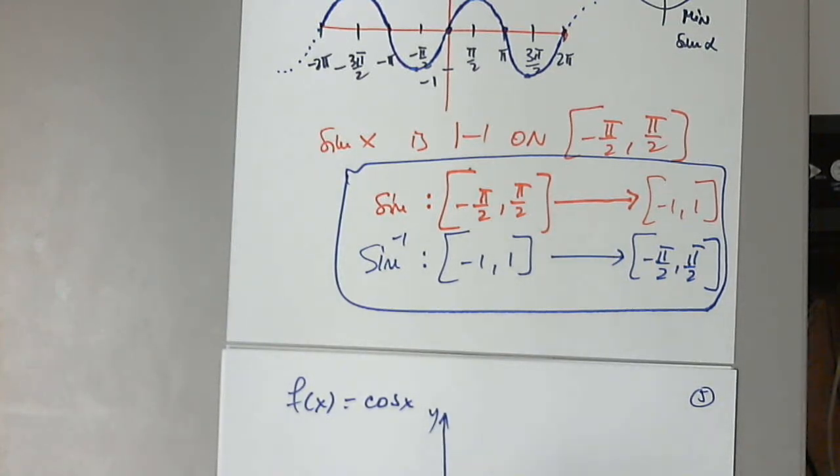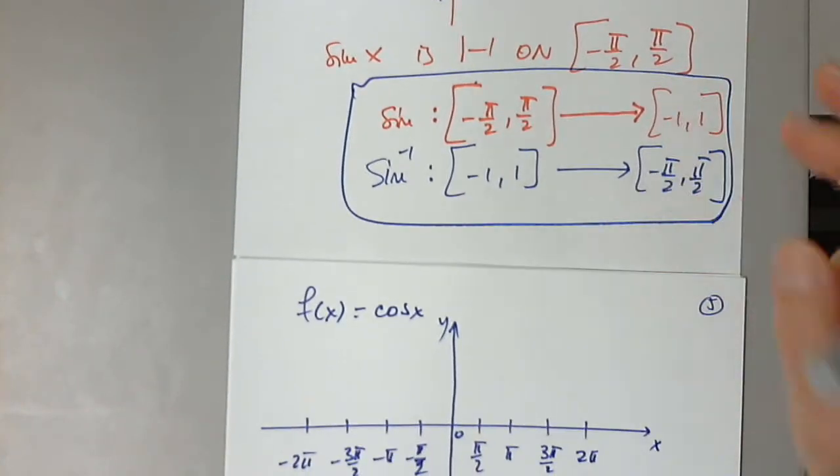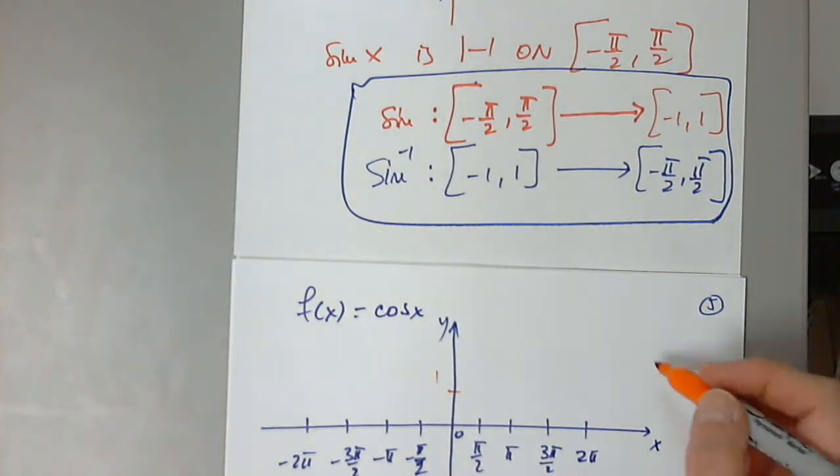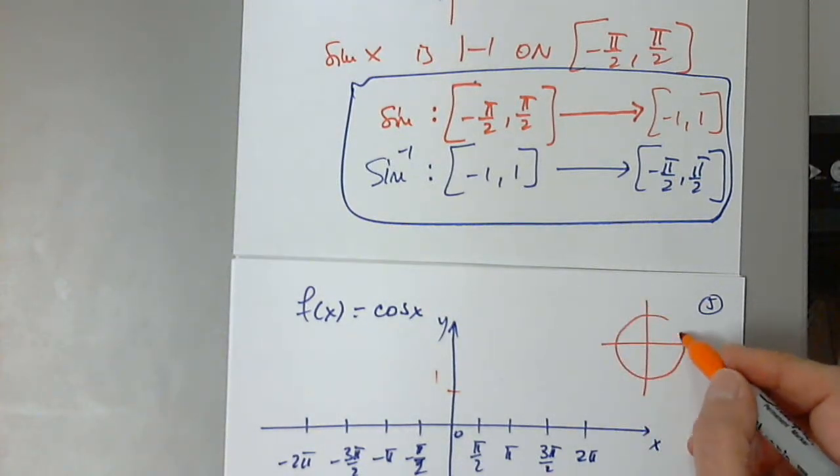Good. What is the maximum possible for cosine? Excellent. What is the maximum possible for sine? What is the minimum possible for cosine? Yes, of course. Same thing. Positive 1, negative 1. So let's go again around the unit circle.